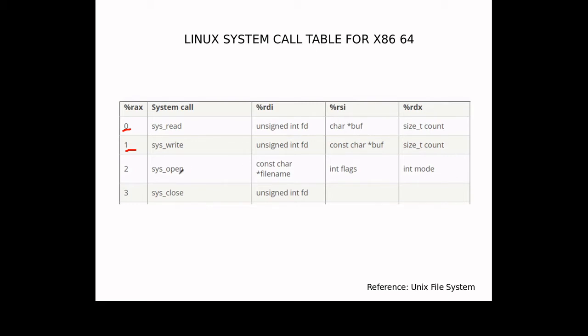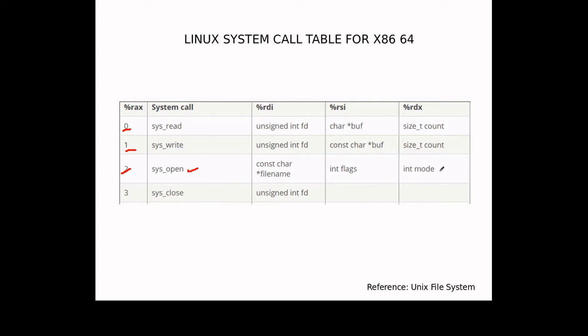Now in this program we have to use files. That's why we are using the open system call for opening the file. So sys open, the file open system call, and in that case we have to move 2 in RAX. Then RDI will contain the file name, which file we have to open. Then RSI contains the flags, and RDX is the mode of opening the file.